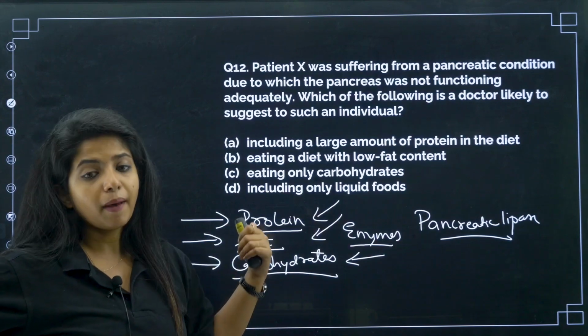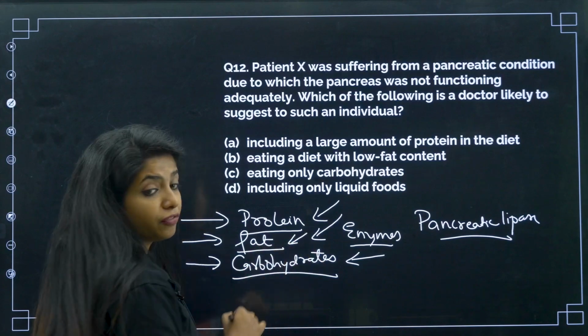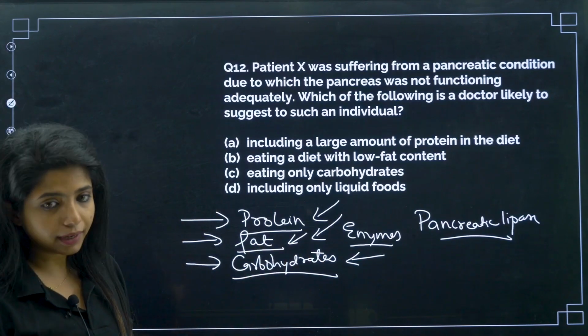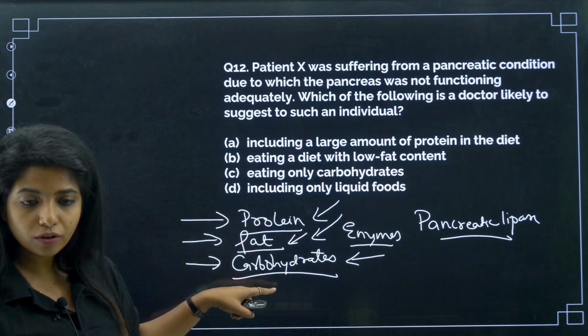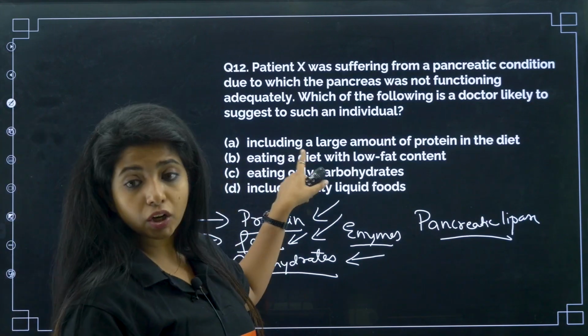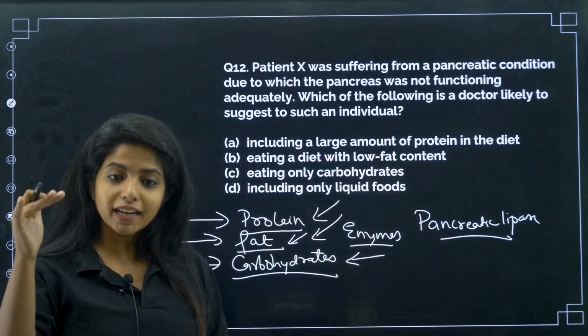So over here, if pancreas has some problem, that means you have to take care of fat in the most appropriate way. You should not be having food that has a high amount of fat. You should not be having food that has a high amount of either of these, but fat especially. So, what will the doctor suggest? Including a large amount of protein in the diet, the doctor will not say that. The doctor will say have less protein.